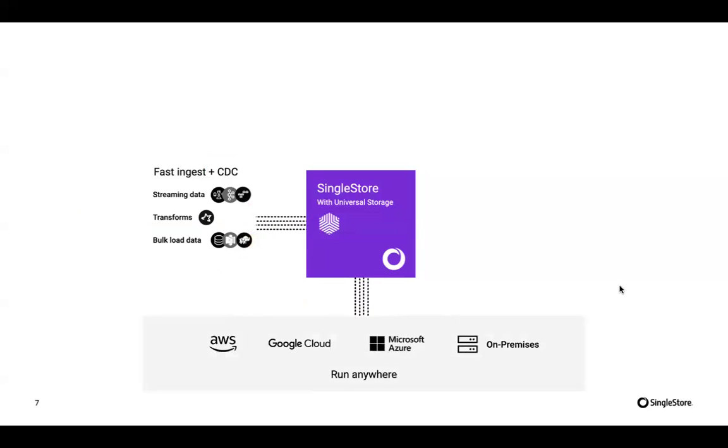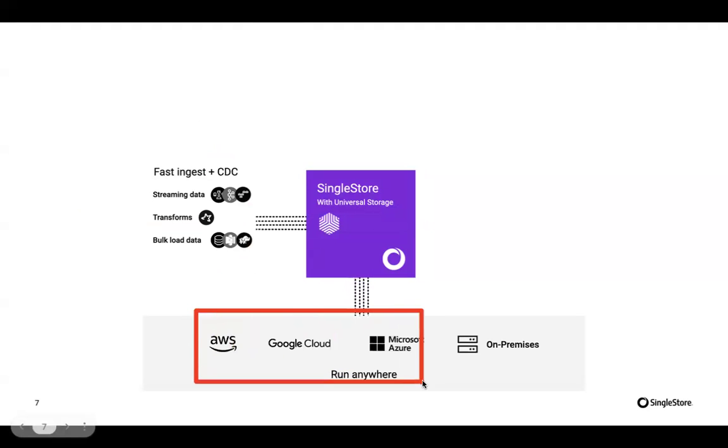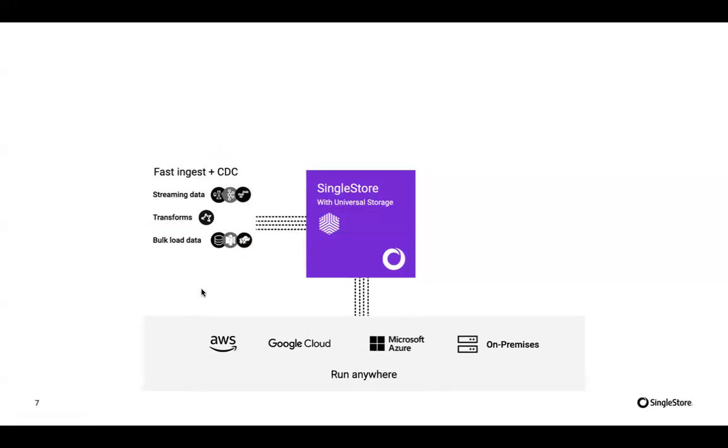So we run on the 3 main cloud platforms: AWS, Google Cloud, Microsoft Azure. Today, we very much focus on AWS. That's what I'll be using, so these notebooks will be powered by AWS. We do have customers running on-prem as well. That's entirely possible.